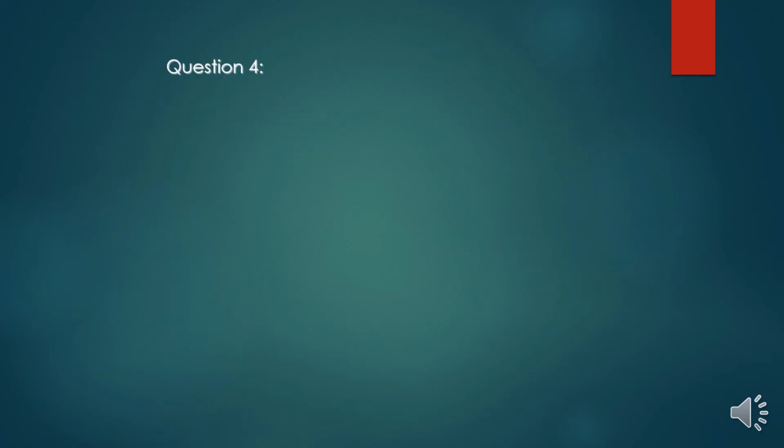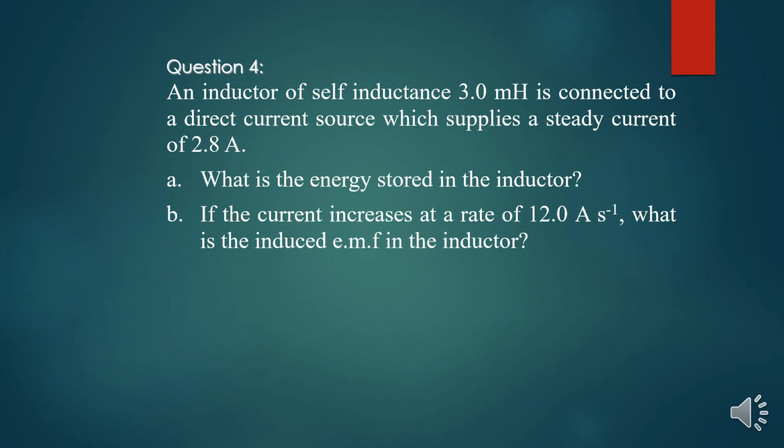For question number 4, an inductor of self-inductance 3.0 millihenry is connected to a direct current source which supplies a steady current of 2.8 ampere. Question A, what is the energy stored in the inductor? So we need to calculate the value of energy, and the symbol of the energy is U or E. And then B, if the current increases at a rate of 12.0 ampere per second, what is the induced EMF in the inductor?